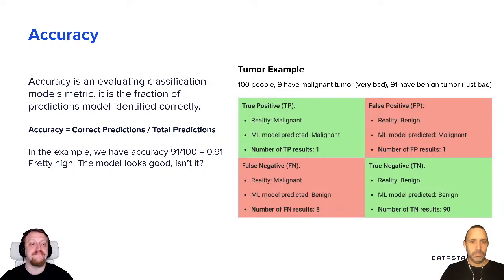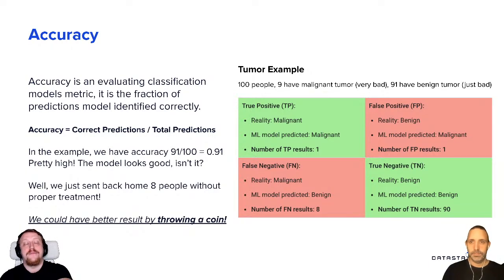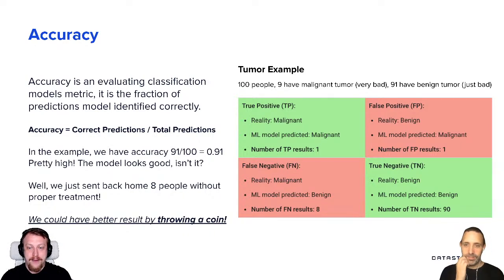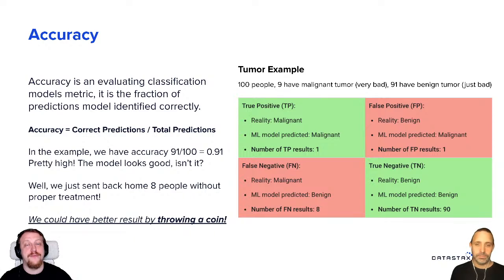Now the question is, does the model look good or not? Try to think a little bit about that. I will give you 5 seconds. Okay, let's take a look. We send back home 8 people without proper treatment. We could have a better result by literally throwing a coin. What's the case? The accuracy is pretty high indeed, very close to the possible 1. That's pretty good. What's wrong then? It means accuracy is not the only metric, and maybe sometimes not the most important one.